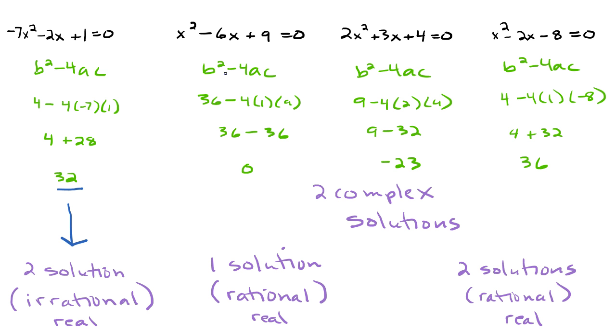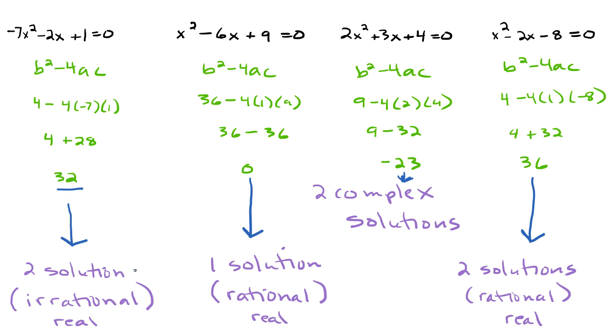Now over here, if the discriminant turns out to be 0, that means I'm going to have only 1 solution, and it's going to be rational. If the number underneath the radical is a negative 23, or any negative number, that's when I get 2 complex solutions. And if it's a perfect square, I get 2 solutions, and they're rational because I know the square root of 36 is 6, so my answer will not have any radicals in it.